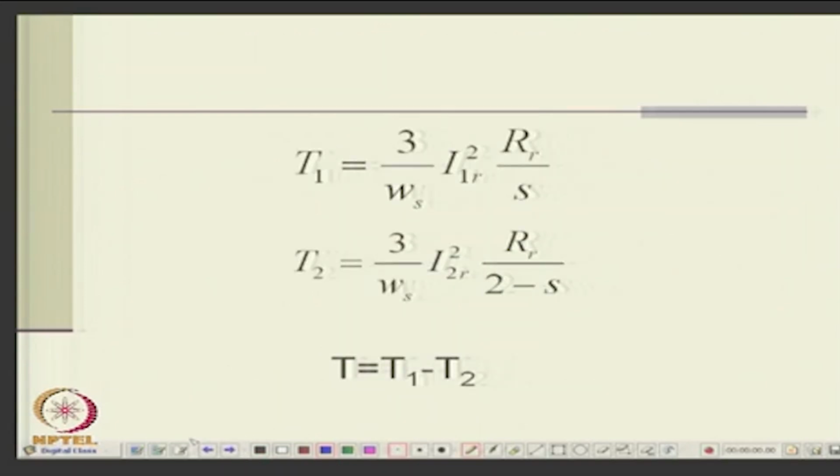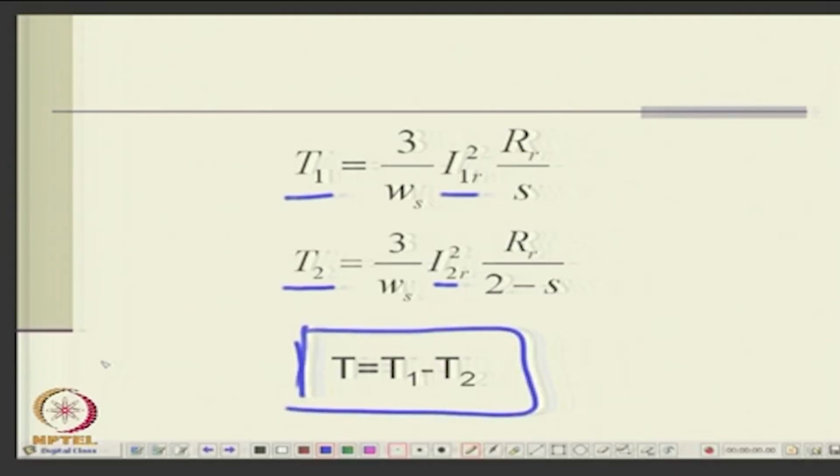Okay. And in that case what will be the torque? Torque T1 will be 3 by omega s I1 R square by R by S. So, what you should do is, you know I1, again you go back to the equivalent circuit to find I1 rotor, RR by S, and T2 will be 3 by omega s I2 R square RR by 2 minus S, and find the net torque.